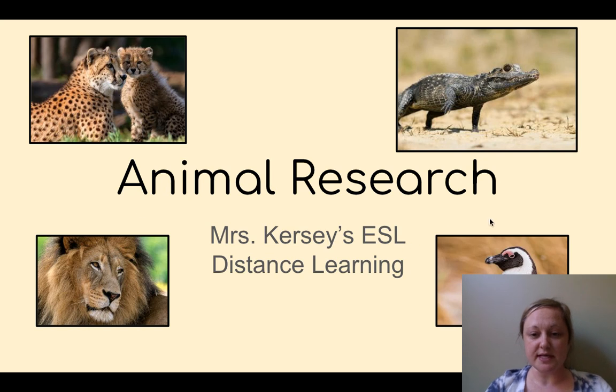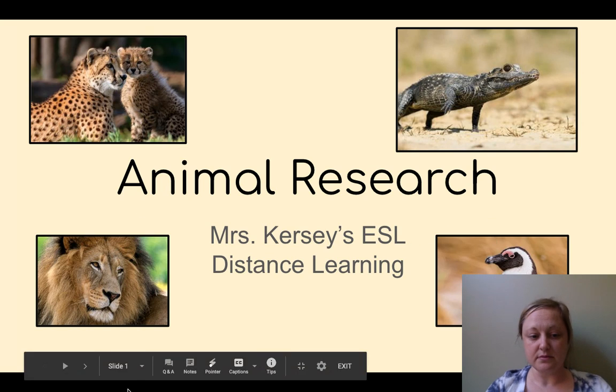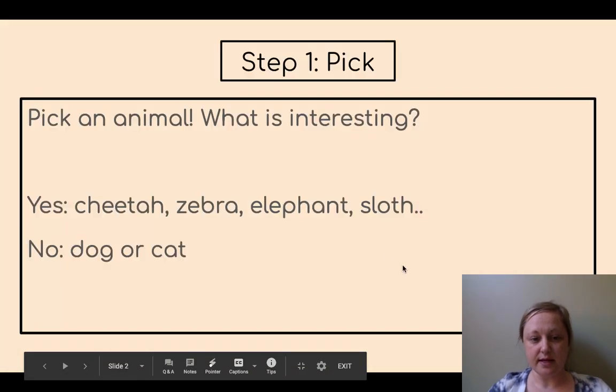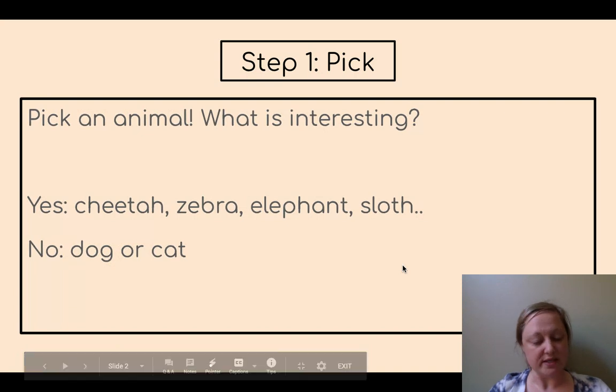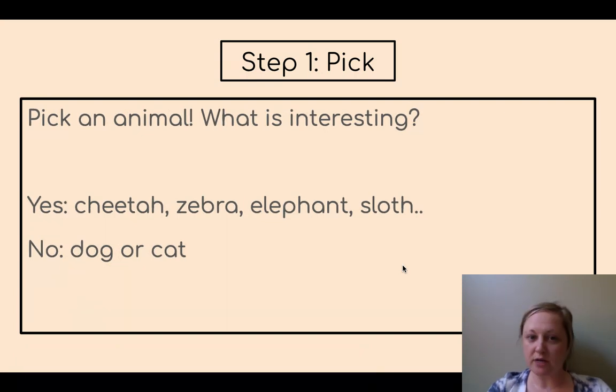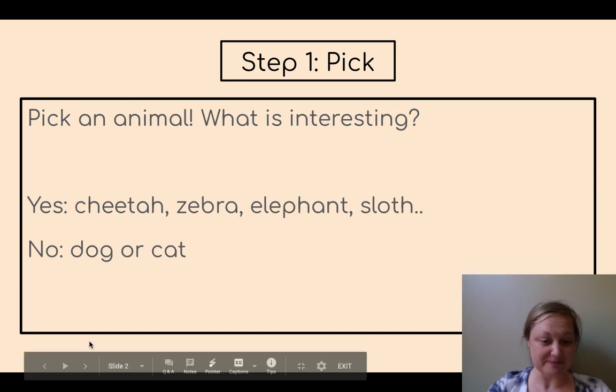So the first thing to do is you got to pick an animal. What's interesting? What do you want to learn more about? You can do a cheetah, a zebra, but please don't pick a dog or a cat. Not that those are wrong or they're bad, but let's choose something that you don't see all the time or you don't know that much about.